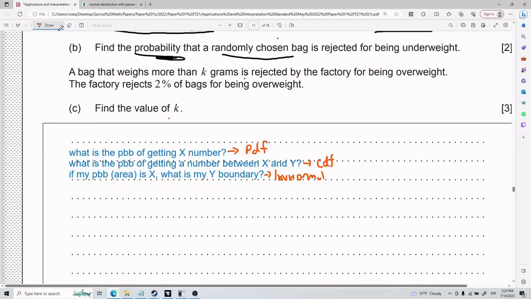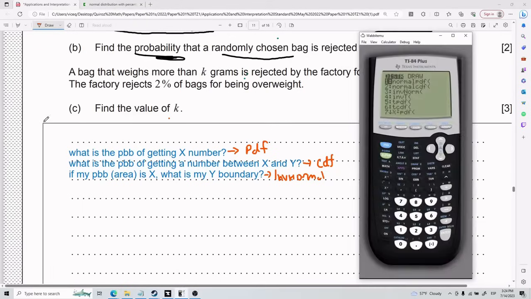Now, you can memorize this. What is PDF? What is CDF? What is inverse normal? And you're good to go. What I suggest is that you play around with it and get to know your calculator.